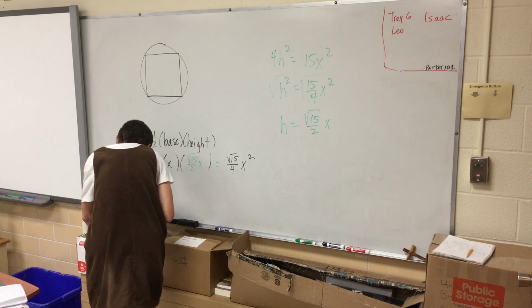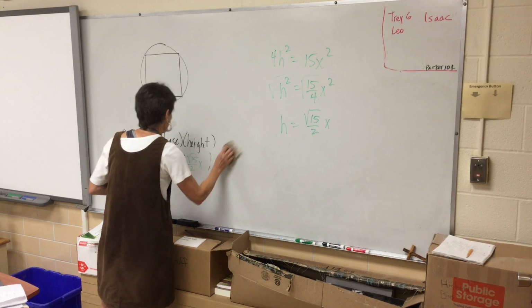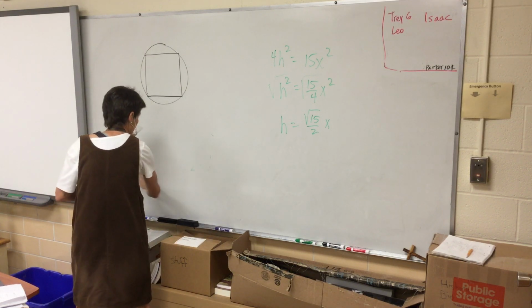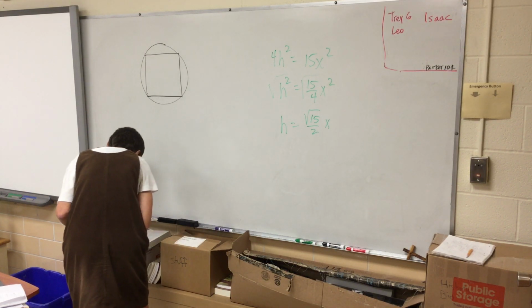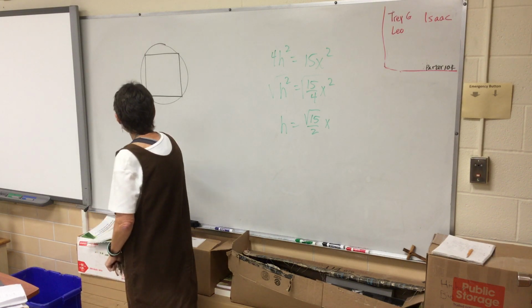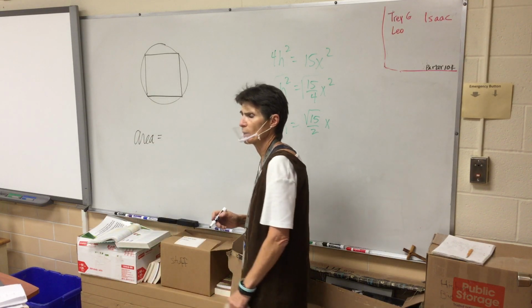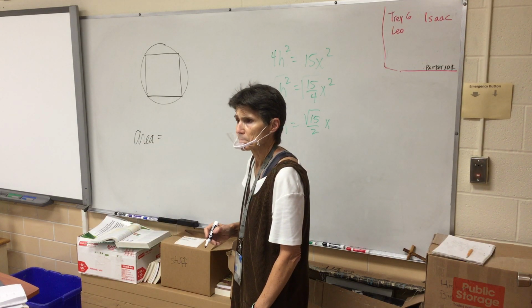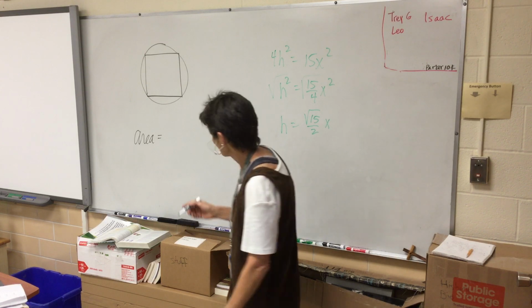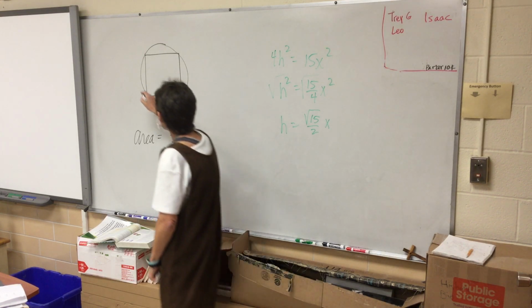Write the area of the square as a function of the radius of the circle. Well, first of all, how do you find the area of a square? S squared, right? Length times width, s squared. So I'm going to call this s.